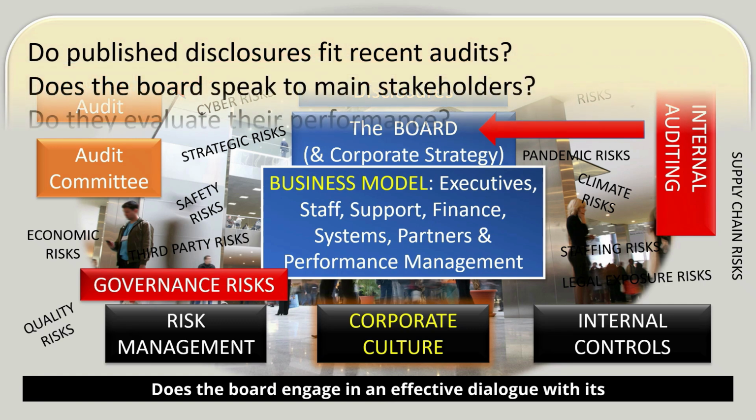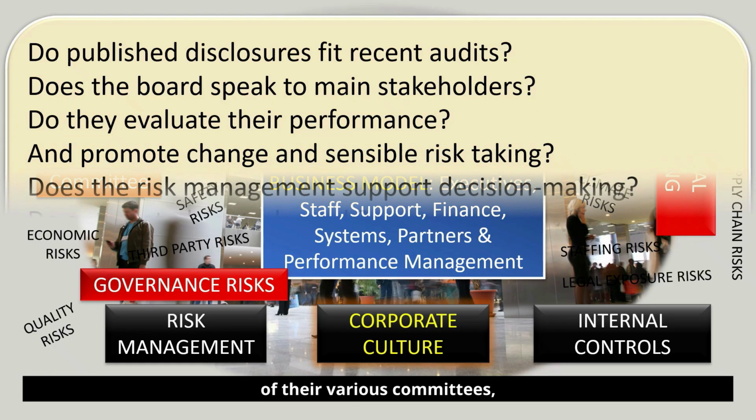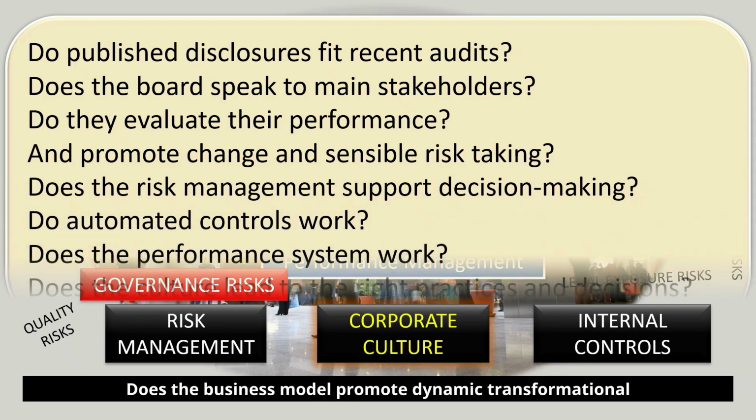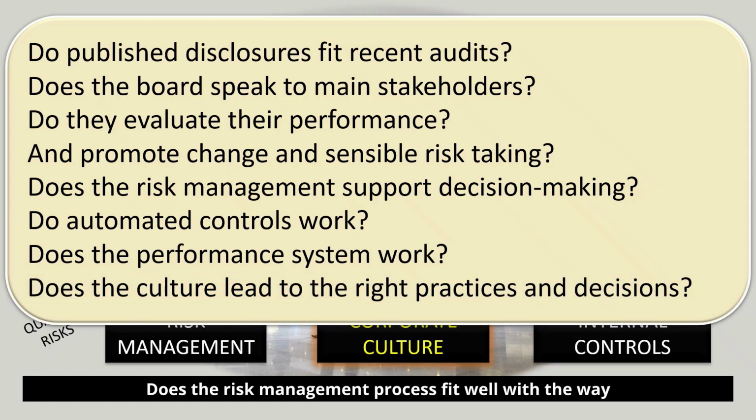Does the board engage in an effective dialogue with its main stakeholders? Does the board properly evaluate its performance and use of their various committees, including the audit committee? Does the business model promote dynamic transformational change along with sensible risk-taking? Does the risk management process fit well with the way decisions are risk assessed by management, business teams, agents and partners? Are automated controls dynamic in dealing with current and emerging risks? Does the performance system promote good governance, sensible risk-taking, and ethical behaviour? Does the culture in place in the various business units lead to the right practices and decisions?